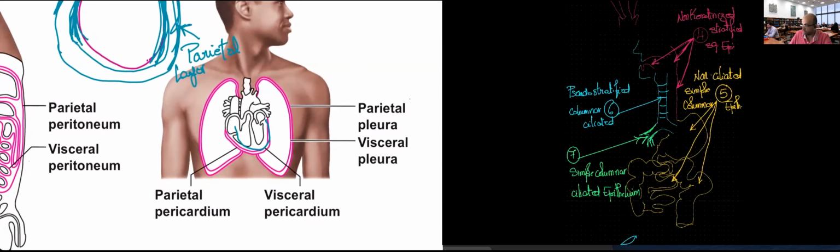This is my pericardium. Peri means around, and cardia is heart. So you've got two layers. One will be attached to the outside of the heart. This is my visceral pericardium. And one layer that will be lining the cavity where the heart is located is going to be my parietal pericardium.